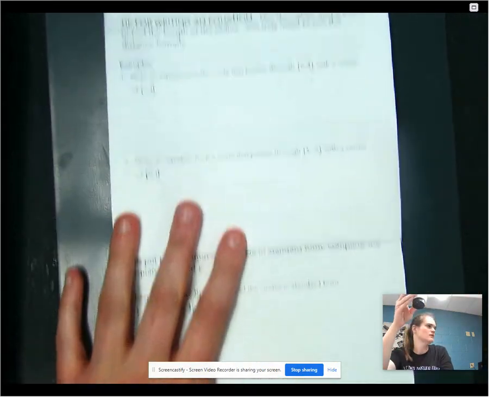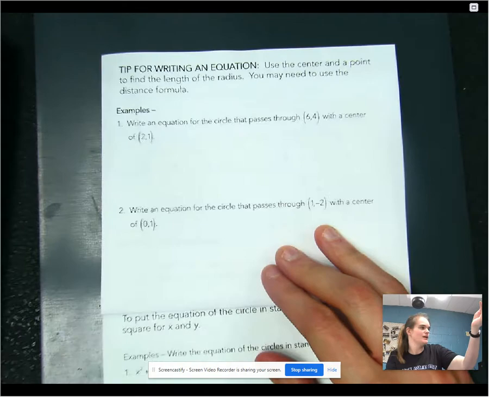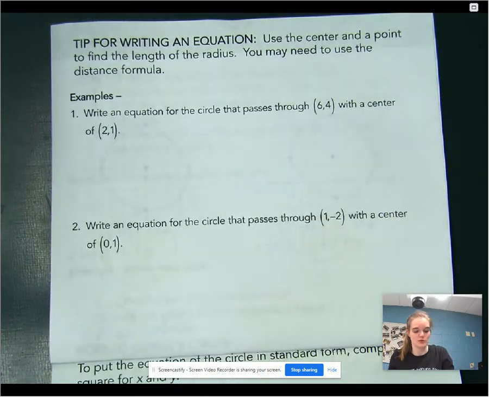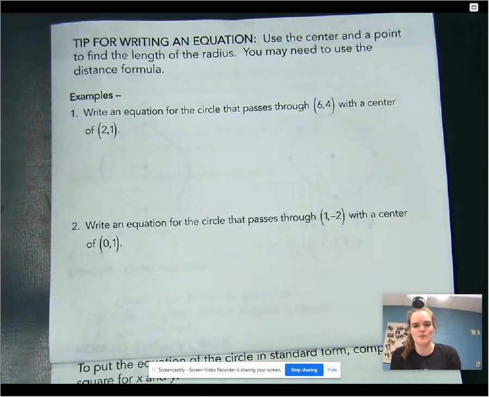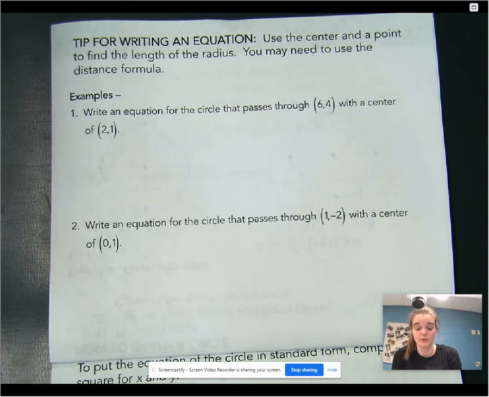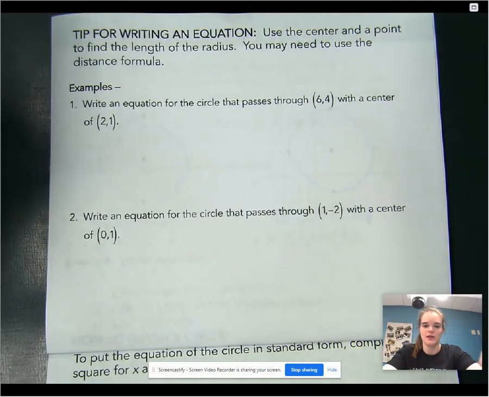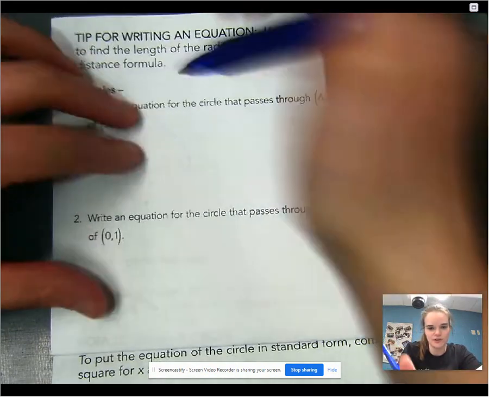Okay. So tips for writing an equation. First, we're going to write some equations when we're given 2 points. Use the center and a point to find the length of the radius. You may need to use the distance formula. We will have to use the distance formula, okay? In case you have forgotten the distance formula, we're going to write it up here.